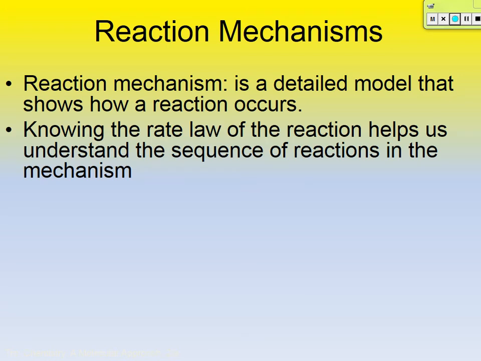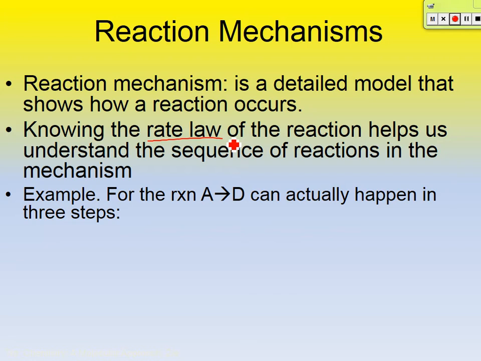So knowing the rate law, we've been studying the rate law for the last few lessons, but knowing the rate law for a reaction helps us understand the sequence of reactions in the mechanism. For example, this reaction here says the reactant is A, and it goes to product D. If you just look at the chemical equation, it looks very simple, just a one-step process. But actually, this can happen in 3 steps. So if you look at the mechanism for this reaction, it might have 3 steps.